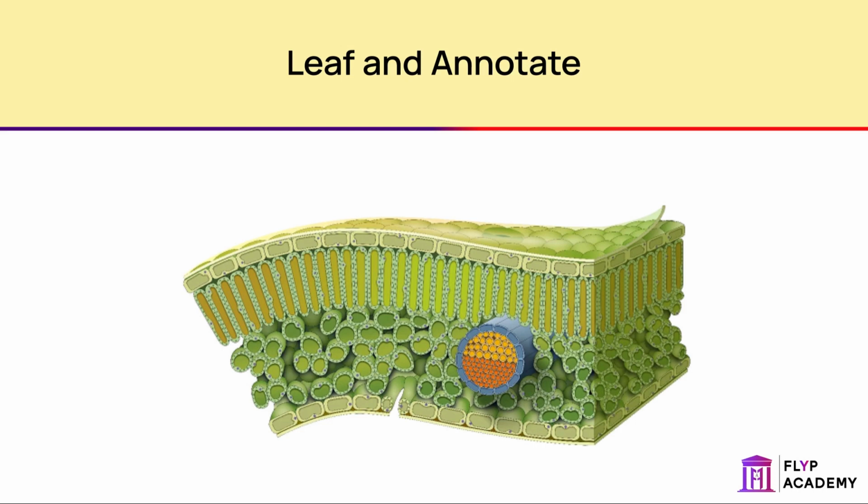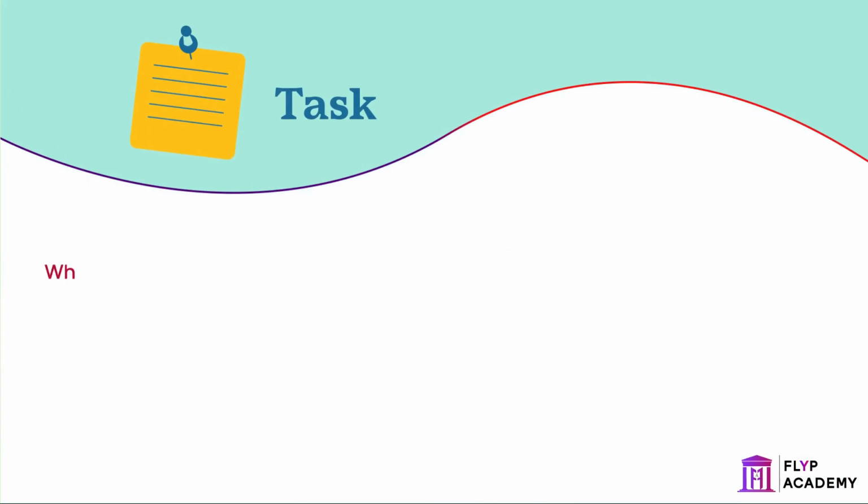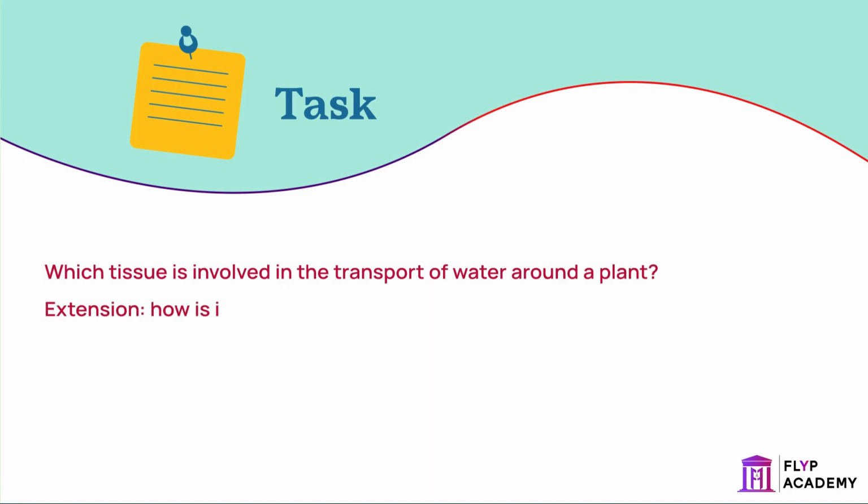Xylem and phloem cells make up the vascular bundle, which is a network of tubes. The phloem tubes transport sugars through tubes with sieve plates. Xylem tubes are waterproof and hollow and transport water around the plant. Task. Which tissue is involved in the transport of water around a plant? Extension. How is it adapted for this purpose?